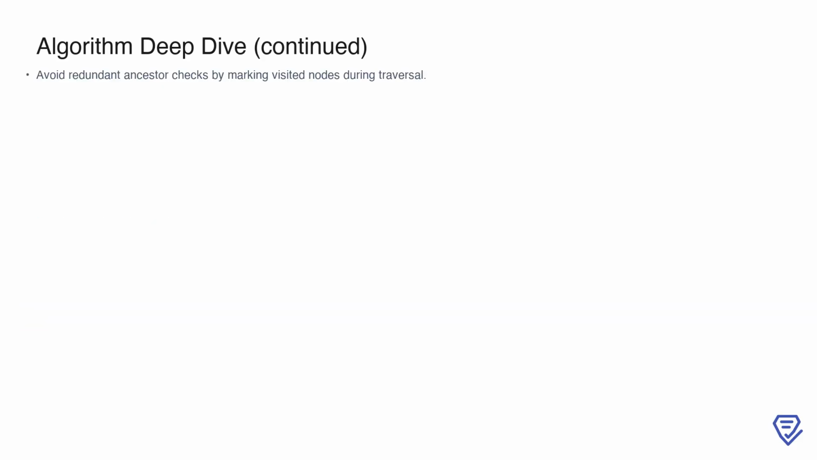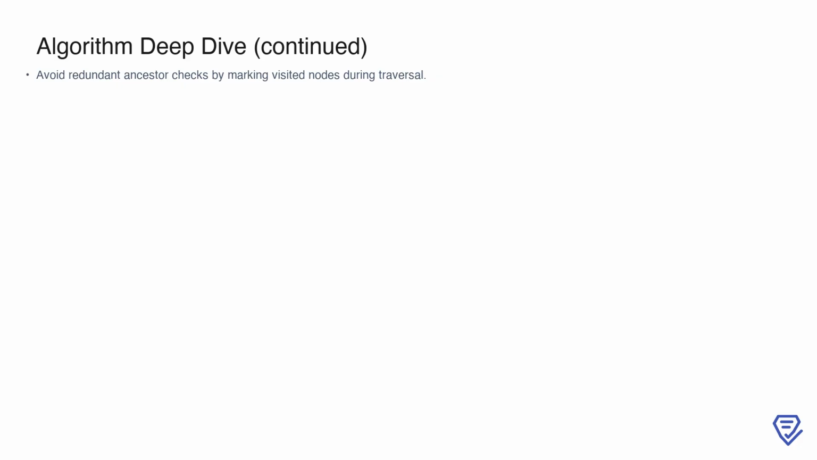To optimize the algorithm further, we can avoid redundant ancestor checks by marking nodes as visited during the traversal. This ensures that we don't repeat unnecessary operations, improving efficiency. By keeping track of visited nodes, we streamline the process of validating the tree structure and performing modifications. This small but effective improvement reduces the computational overhead and ensures that the algorithm runs smoothly even for larger and more complex trees.